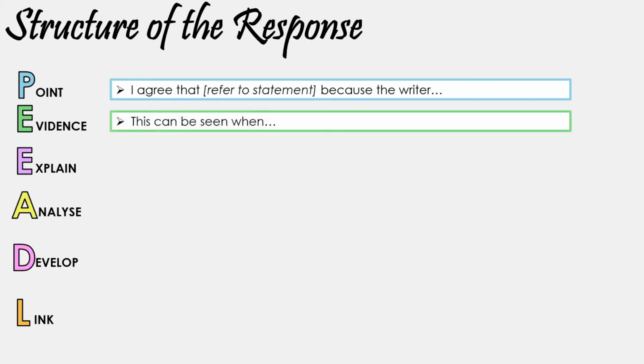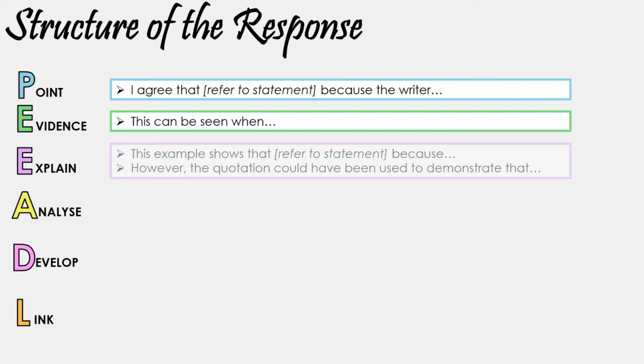Next is your evidence. This is your first quotation in the paragraph. Explain is where you link the quotation that you have picked to the statement in the question. How does it prove your stance on the statement? Are there any language or structural devices in there? Can you analyze any part of it? Above all, can you explain how it is relevant to the statement in the question?